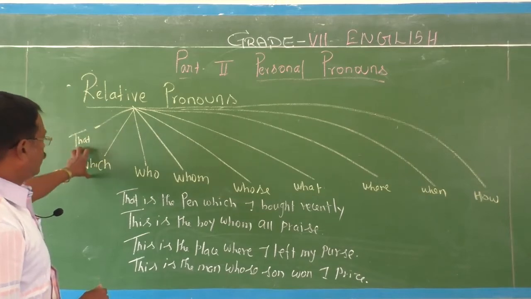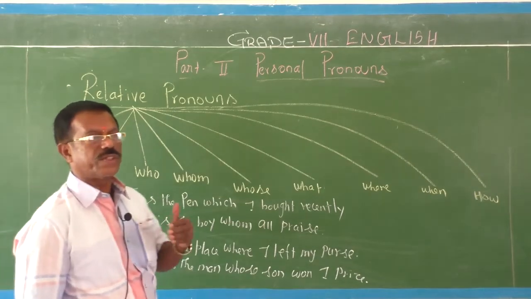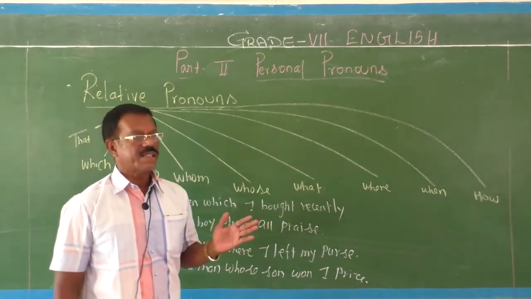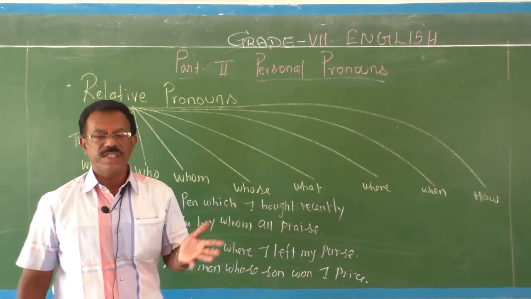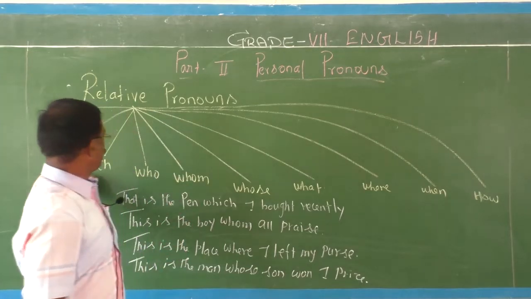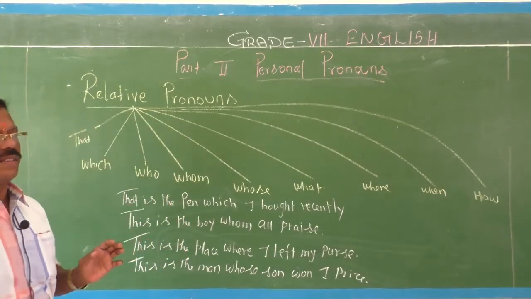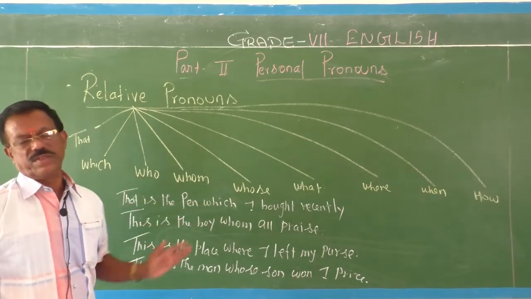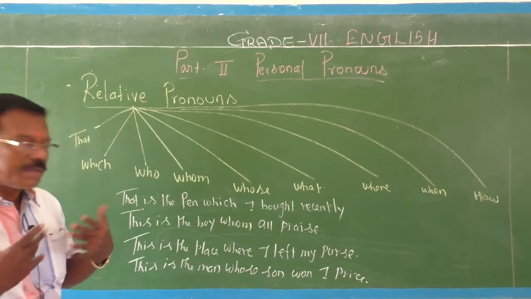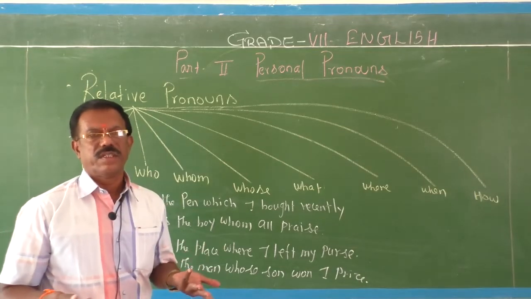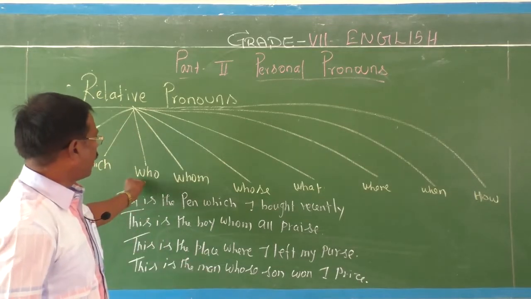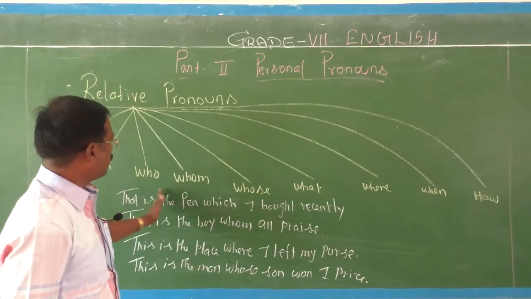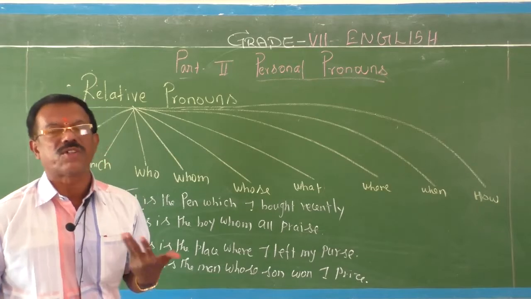That and which are the two relative pronouns we use to refer to things. This is the house that I bought recently. This is the pen which I like most. In these two sentences, we use that and which to refer to objects or things. Then we use who and whose to refer to the persons we are talking about. We use who, subjective case, whom, objective case, and whose, possessive case, to refer to persons.